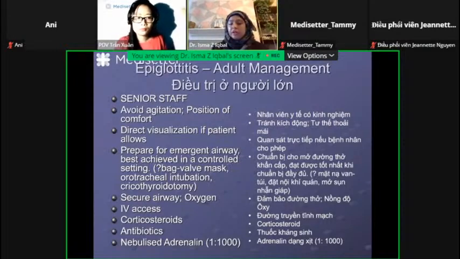You would give 2 mils of 1 in 1,000 adrenaline mixed up with 3 mils of saline for the nebulizer.